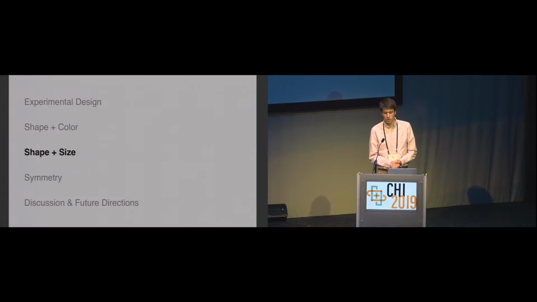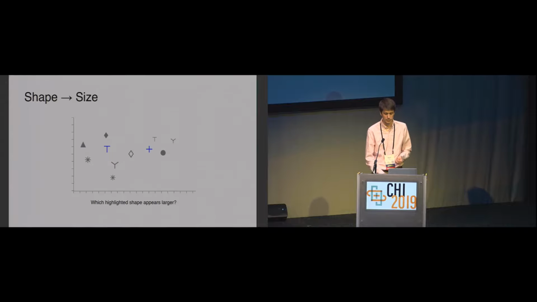So our first experiment showed that color discriminability varies with shape, and we hypothesized that this variation may be explained by a variation in perceived size. So shapes that are perceived as larger might be more discriminable. So we ran another experiment to test this hypothesis that looks at shape and size.